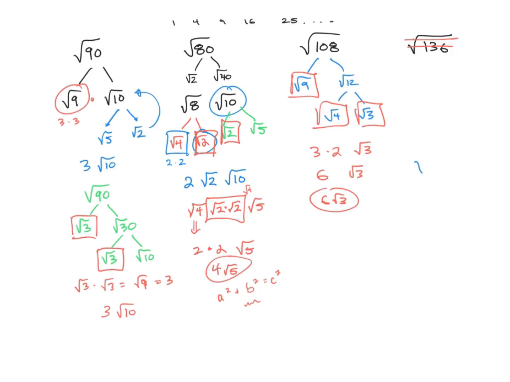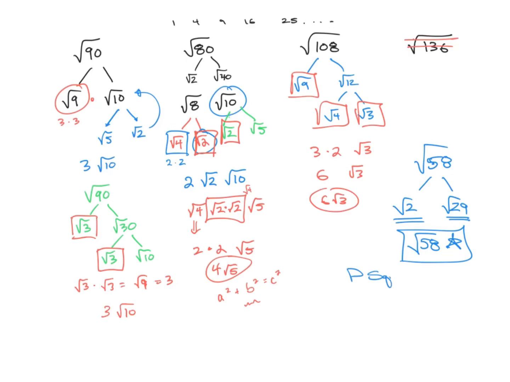I would like to look at one like a 58, where you break it down into 2 and 29, and because you've broken it down into two primes, actually square root of 58 would be your most simplified answer. So this would be a final answer here. You can't break this down. This can't be simplified because there aren't any perfect squares, we'll call them PS, hidden inside this. So this would be left as square root of 58.